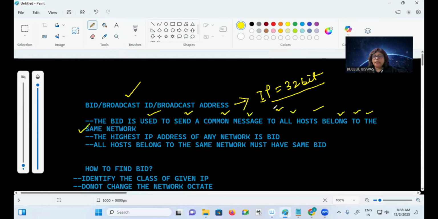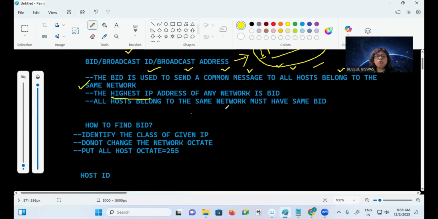Okay, in a network, if a host wishes to send a common message to everyone at a time, at that moment you need an IP address, that is nothing but my broadcast address. And always remember this is the highest IP address of any network. All hosts belonging to the same network must have the same BID. In a network, all hosts must have the same broadcast address. Is it clear?